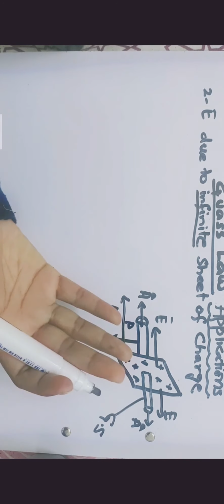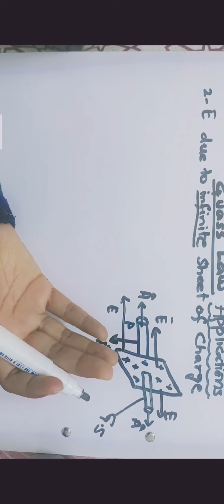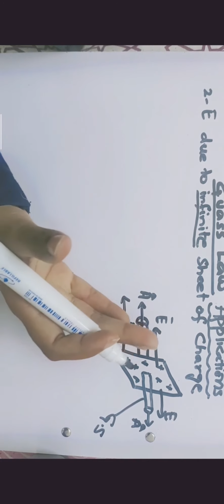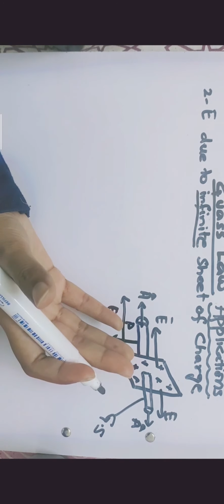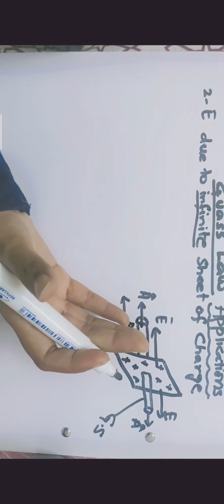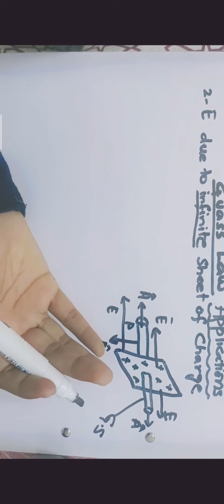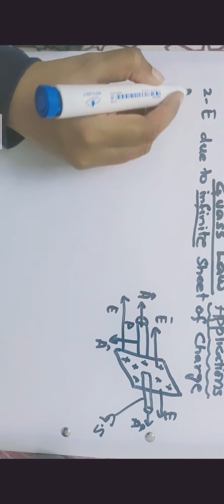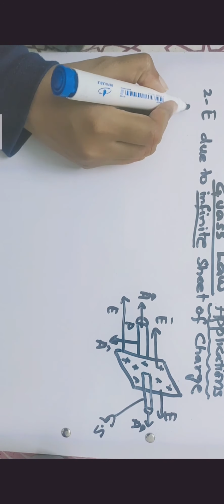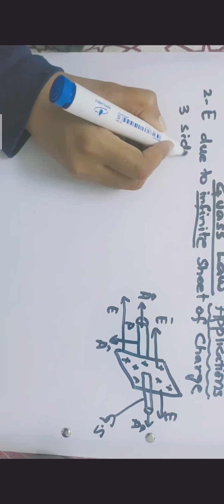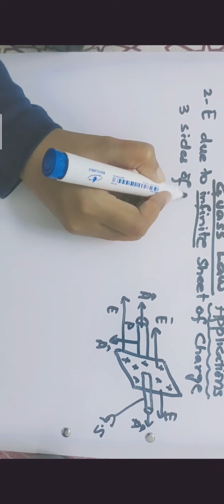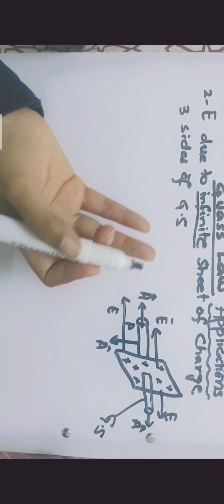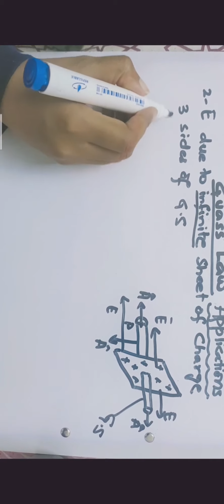How can we determine the value of the electric field intensity? We have to determine the flux as well. To determine the flux at this point P, we have to find the total flux acting on this Gaussian surface. We have three sides of this Gaussian surface, which is in the form of a cylinder.